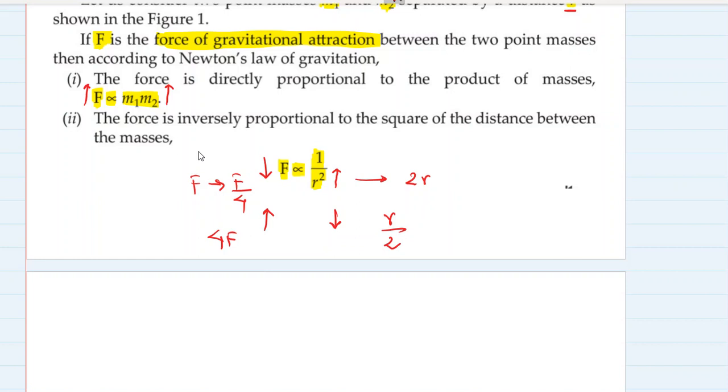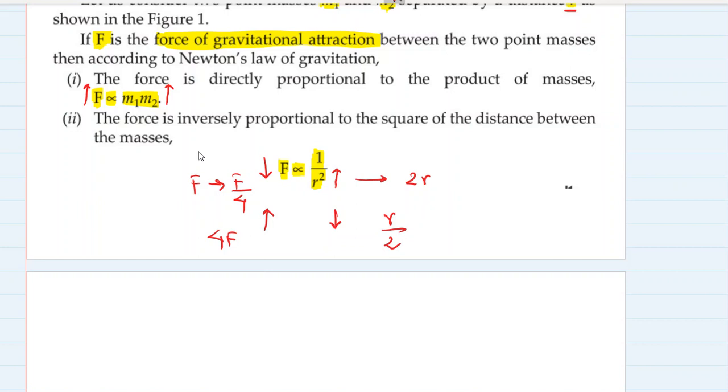So if distance increases, force decreases. If distance decreases, then force increases. Acha, what if the distance becomes 3 times? If the distance becomes 3 times, then the force becomes 1/9. It will get divided by 9 of its original value. And if the distance becomes 1/3, then the force will become 9 times its original value.